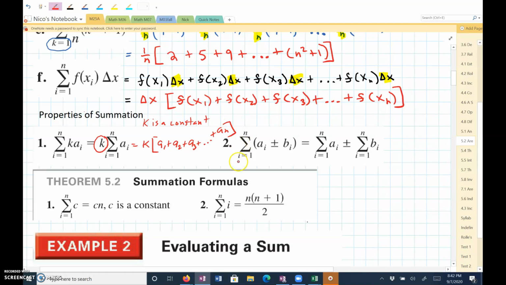Look at number 2. If you have the summation from 1 to n of a sub i plus or minus b sub i, we can break this up and write it as two separate summations here.